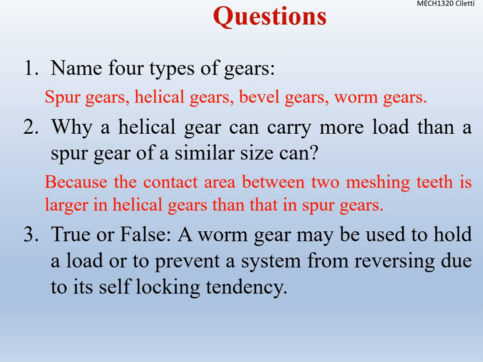True or false? A worm gear must be used to hold a load or to prevent a system from reversing due to its self-locking tendency. That is false.